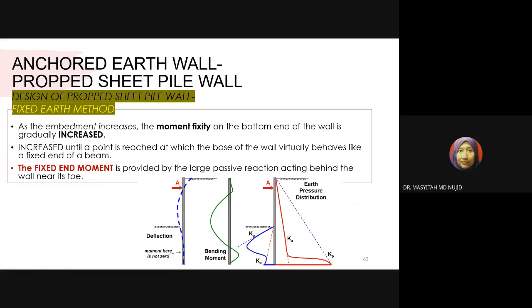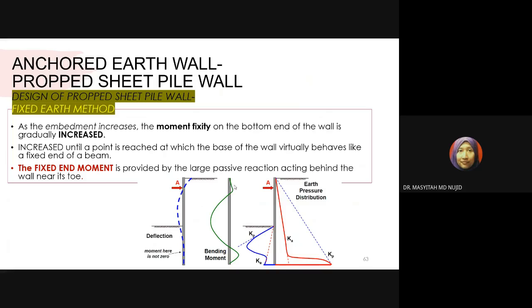For the fixed earth method, you can see here by the dashed blue line and the deflections that the moment here is not zero. And then when we plot the bending moment diagram, there is a negative bending moment zone created along the propped sheet pile wall. And also here, the pressure distribution changes from the free earth method.